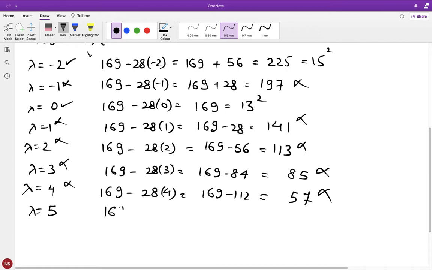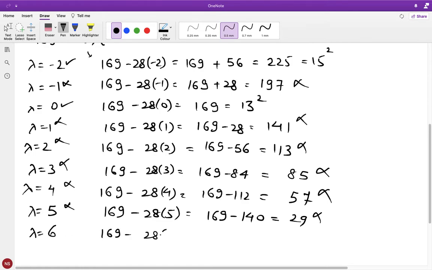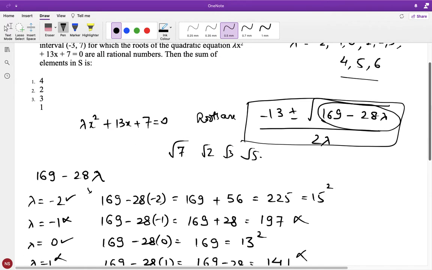I have a lot of time because I'm not writing the exam, so I can spend as much time as I want. 29 is not a perfect square. Last value of lambda, 6. 28 times 6 is 168, which leaves 1. 1 is equal to 1 square. So perfect square.